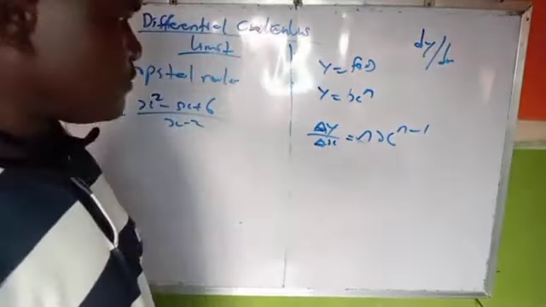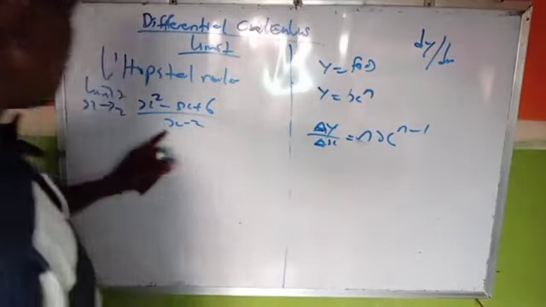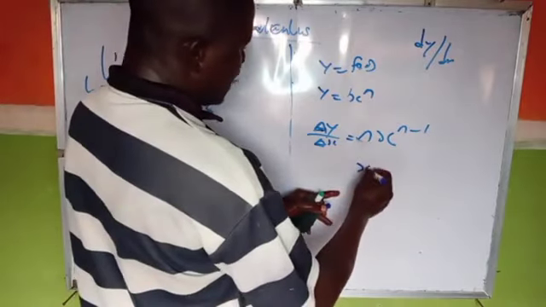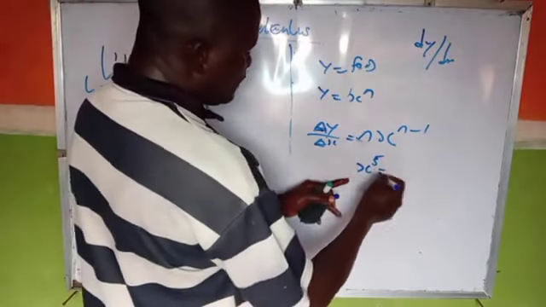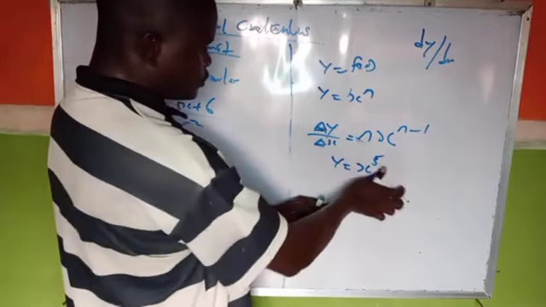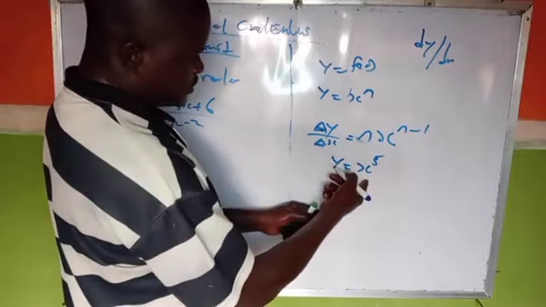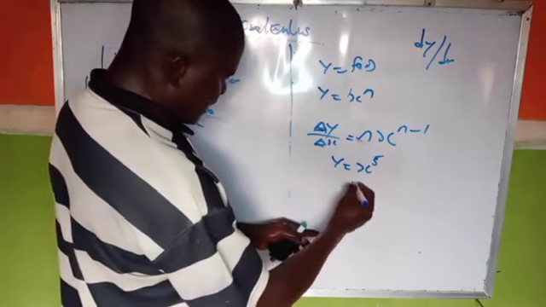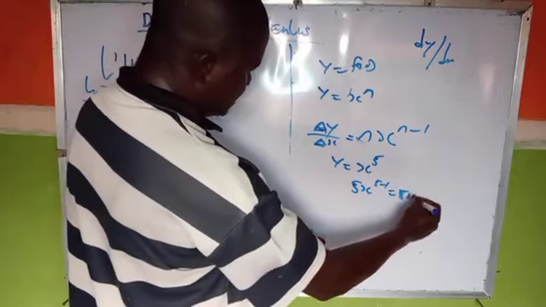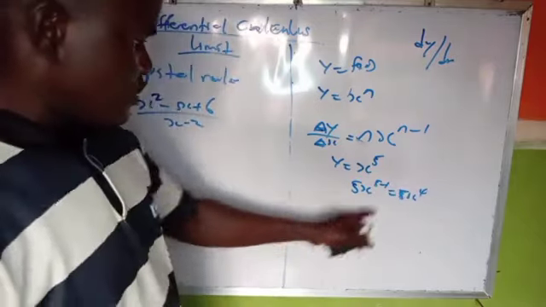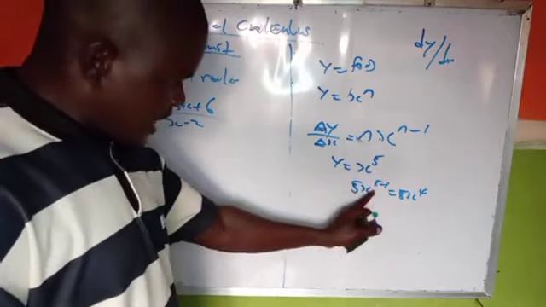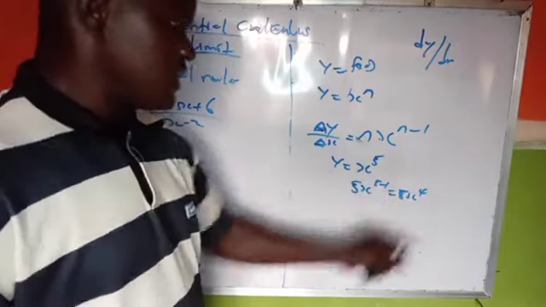Now, that's what we want to apply here. If you have x raised to power 5, what will be the rate of change of y with respect to x? If y equals this, it is going to give you 5x raised to 5 minus 1, which is 5x^4. This 5 here, then 5 minus 1. So you have it like that.